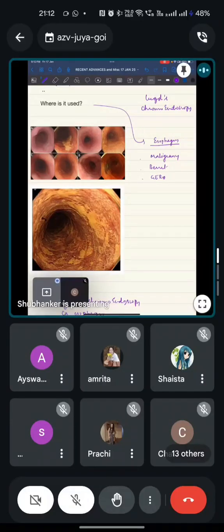After the completion of the class, take 5 minutes on your Google. Just type the same thing: chromoendoscopy. How do we do it? How do we stain it? And look at 4 or 5 images. That's it. You don't have to read more than that.